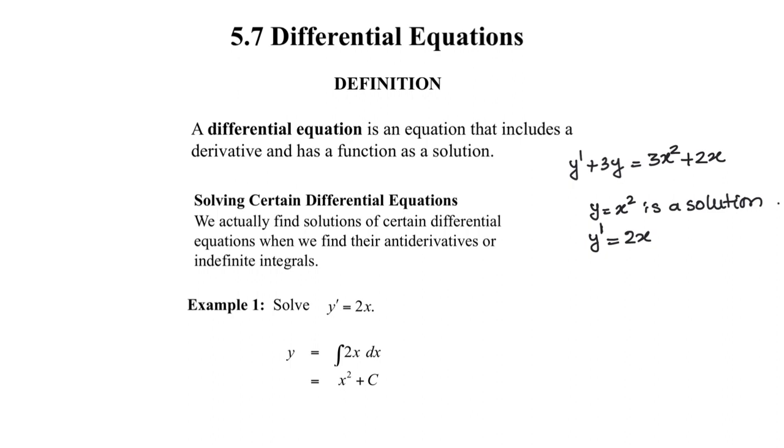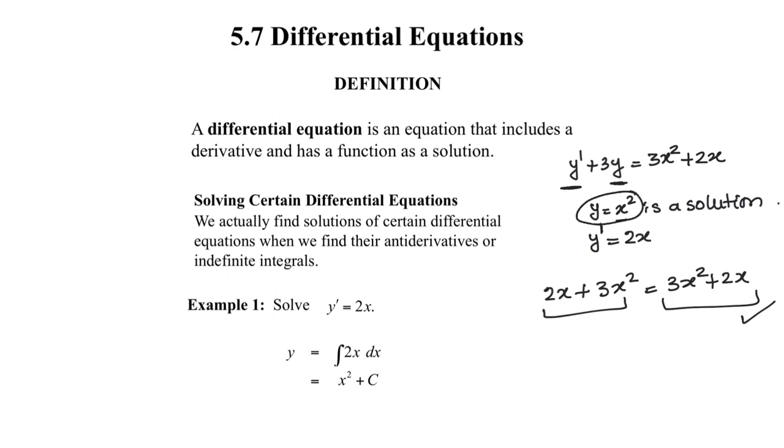We can check that by replacing this y prime with 2x and replacing this y with x squared, and the right side is 3x plus 2x. So you can see the left side and right side are both the same. Both have 3x squared plus 2x. So that is a solution. y equals x squared is a solution.